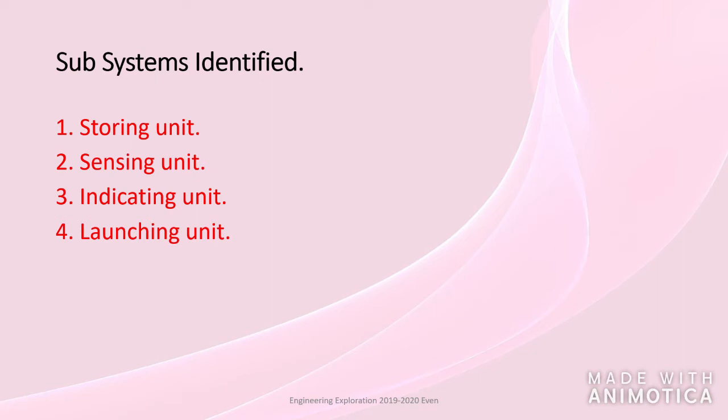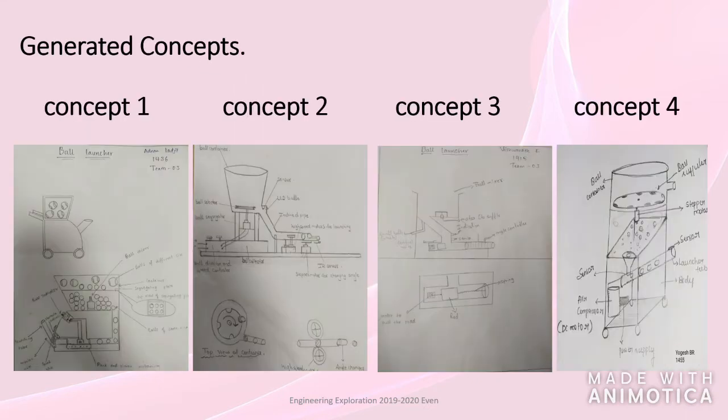Now the subsystems identified are storing unit, sensing unit, indicating unit and launching unit. These are the concepts generated individually by our team members, where concept 1 is based on the rack and pinion mechanism, concept 2 is based on the application of a DC motor, concept 3 is based on a spring mechanism and concept 4 is based on the air compression mechanism.